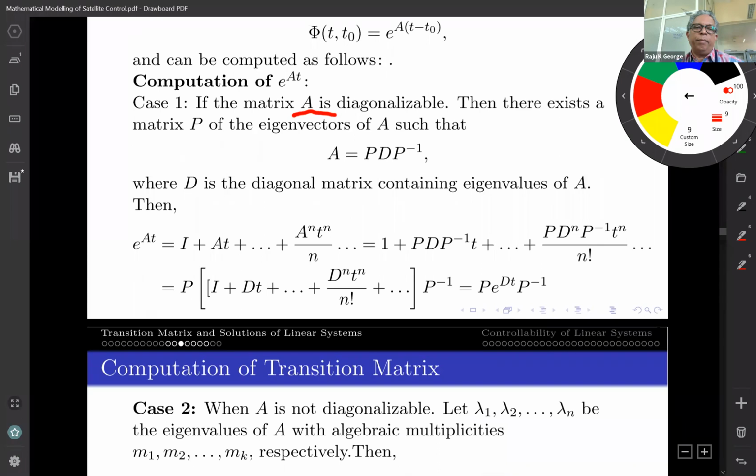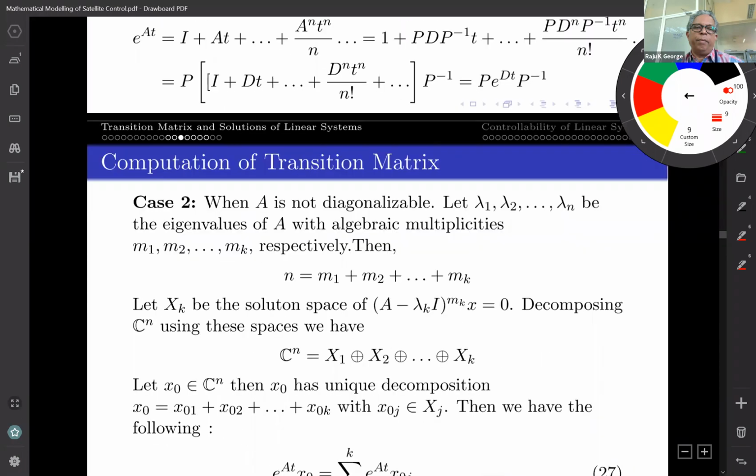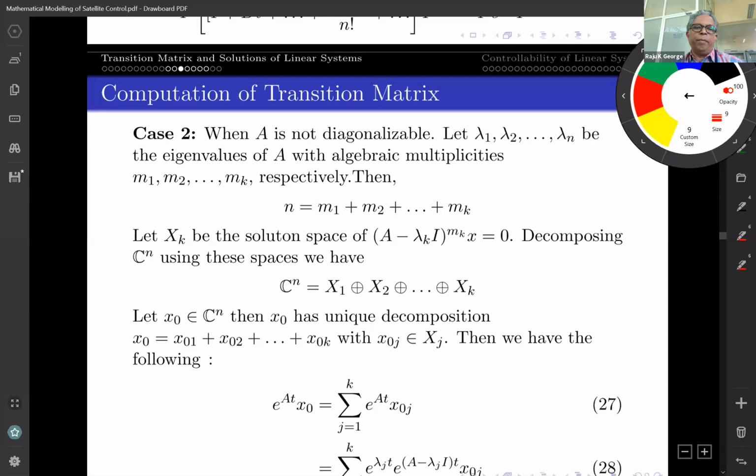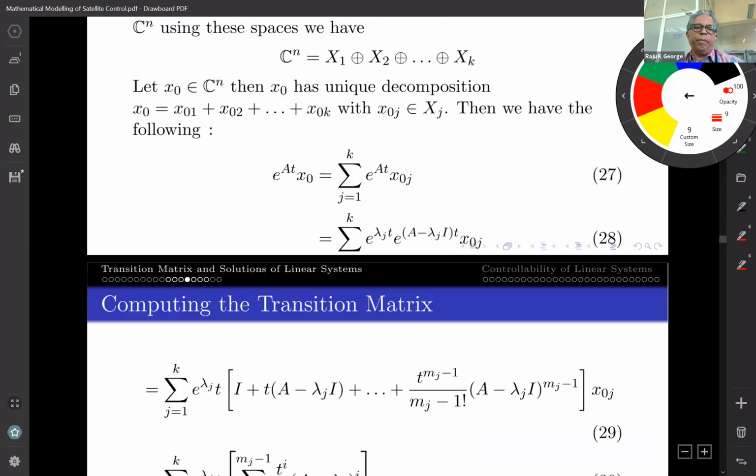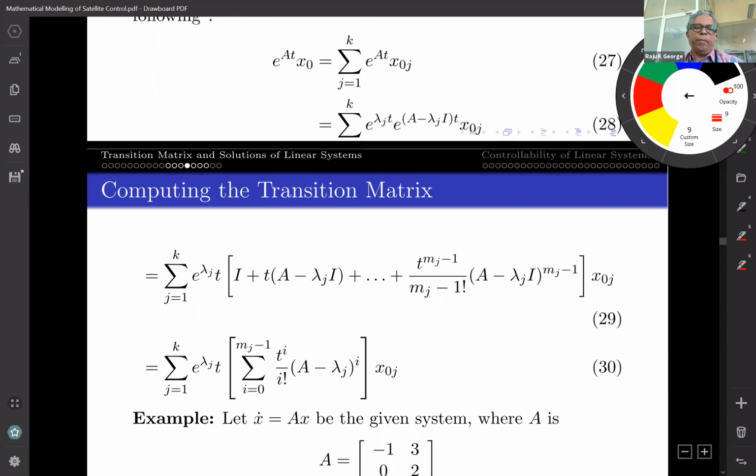Now the case if A is not diagonalizable, but we know that A can be written in the Jordan decomposition form. In that case, if A can be written in the Jordan form, then also there are expressions, without going into much detail, using the eigenvectors and the generalized eigenvectors. Using the generalized eigenvectors, you can span the entire complex Cn with the eigenspaces of the matrix, with each eigenvalue. Then e to the power At x0 can be written in a summation form, and the transition matrix will be of this form.